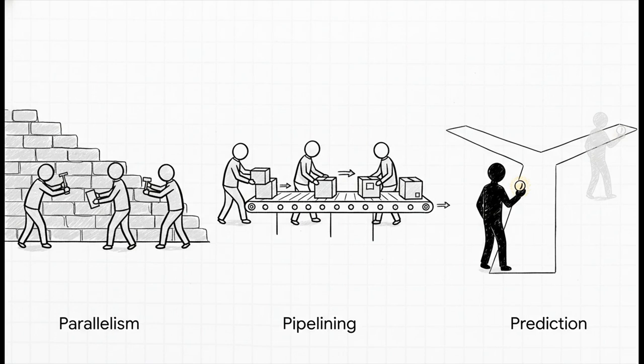So, the most important thing for performance is this: do many things at once. Parallelism is like hiring a whole team of workers to tackle a job instead of just one person. Pipelining is like setting up an assembly line, where each worker does one small step and lots of tasks are in progress at the same time. And prediction is even cleverer. That's about making an educated guess about what the computer needs to do next and then starting the work early.